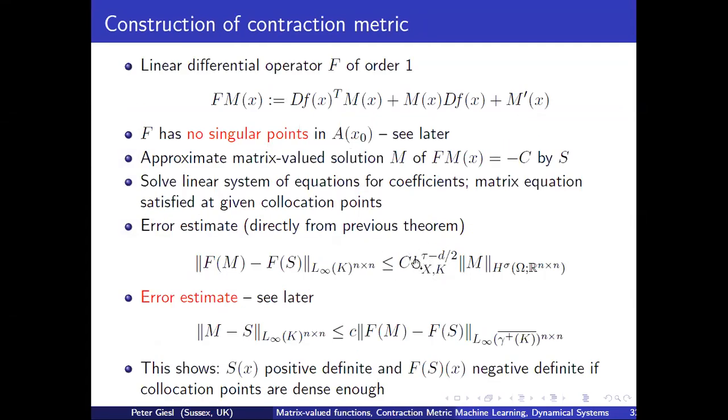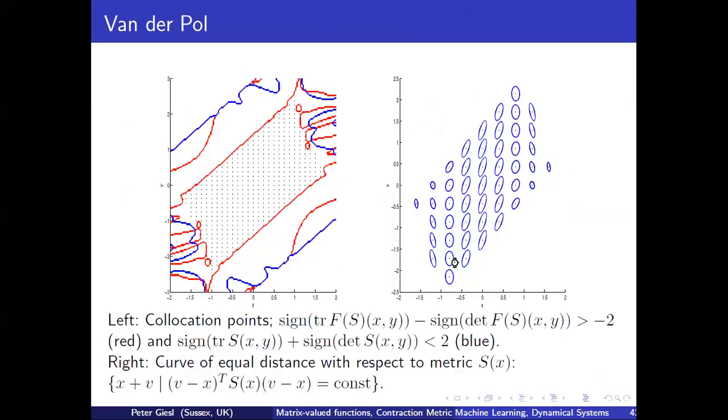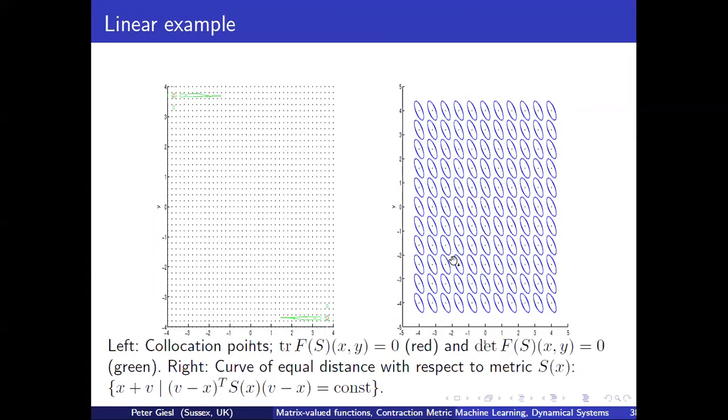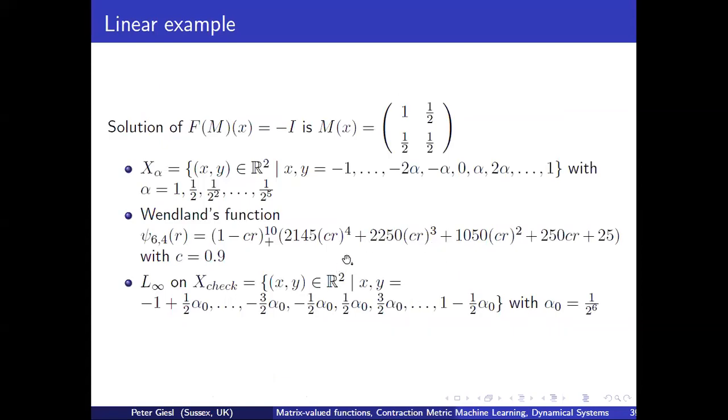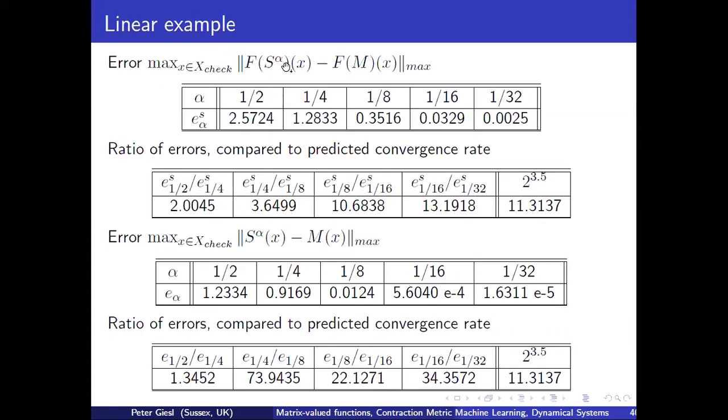So we basically look at different fill distances, treat the C and M here as constants, and want to see whether the error follows the order given by τ minus d over 2. And the results are given on the next slide.